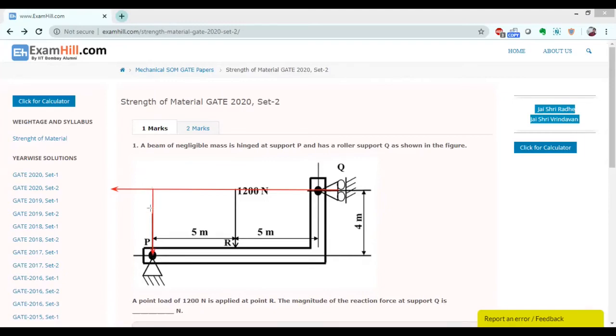And what is this distance? If you see the diagram, 4 meters. So it is the perpendicular distance between the line of action of force and the point which you considered for the moment. For the 1200 Newton, this is the line of action of force, and the perpendicular distance from the point is 5 meters. This is the thing you need to remember.